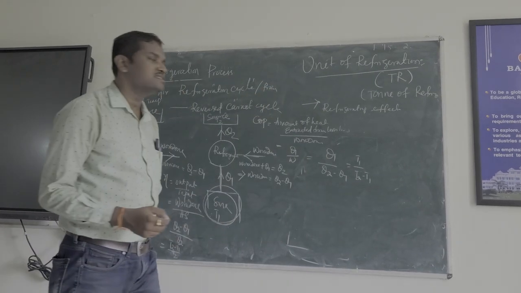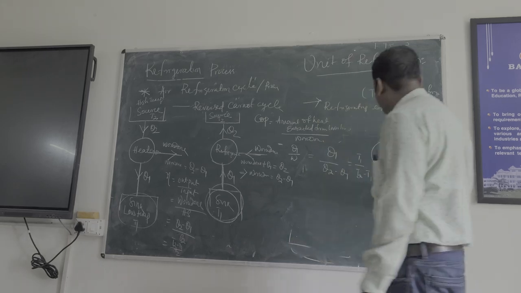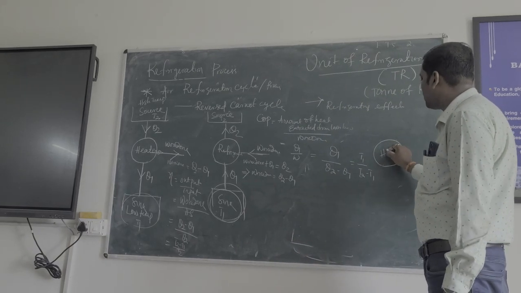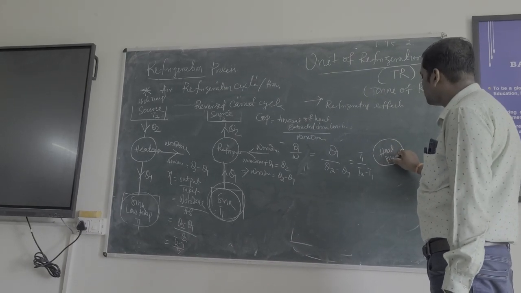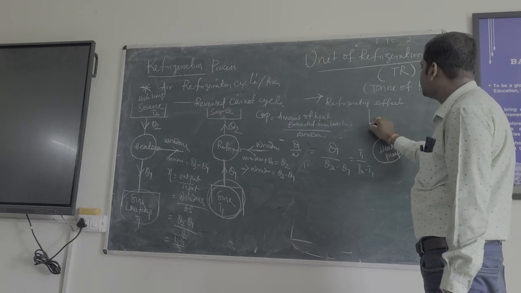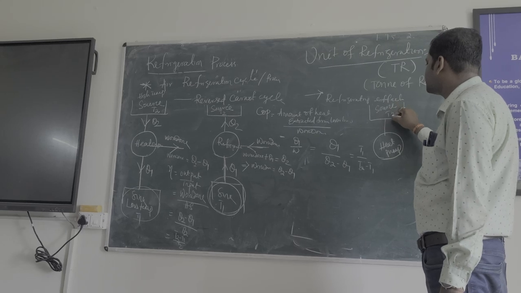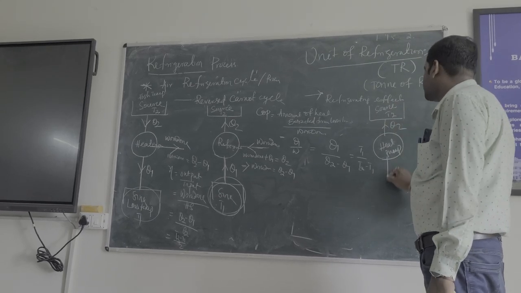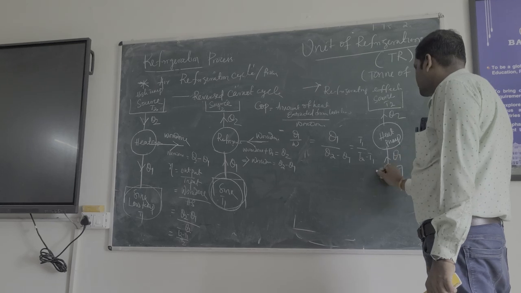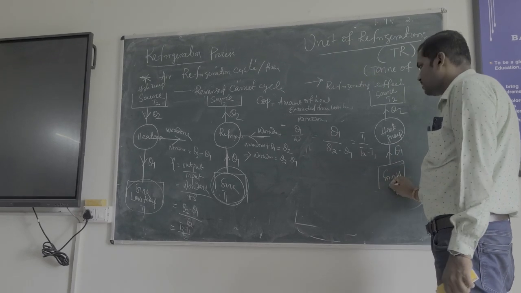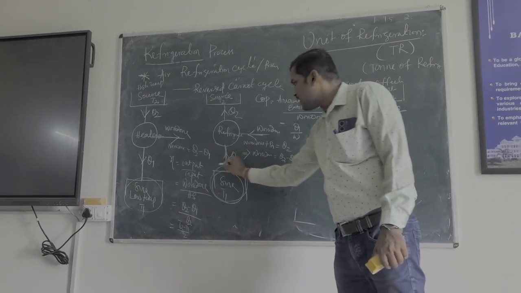Similarly, there is another device, also known as the heat pump. This is also a reverse heat engine, working in the opposite direction. This is the source part, this is Q2, this is Q1, and this is the sink at T1. In a refrigerator, this part is important.